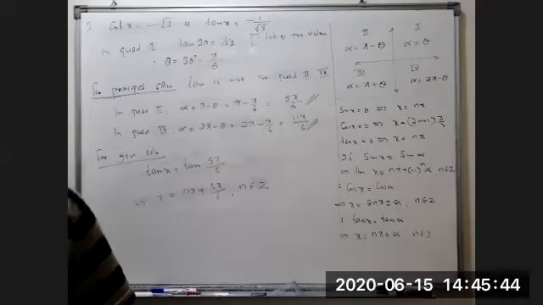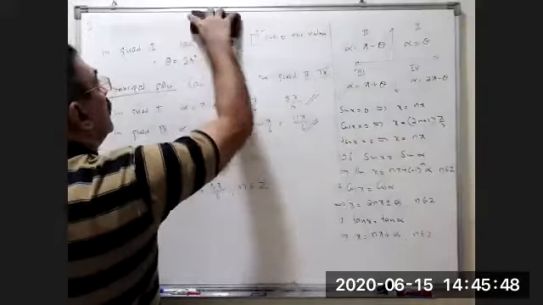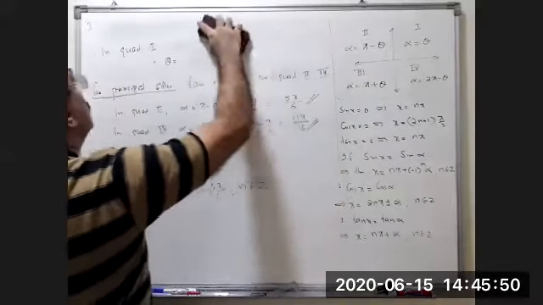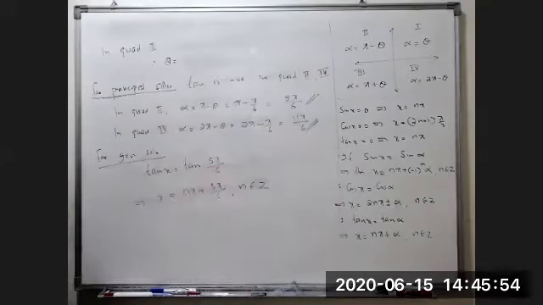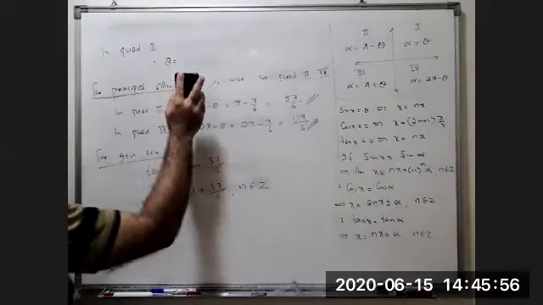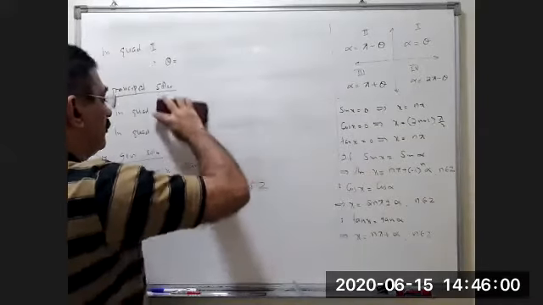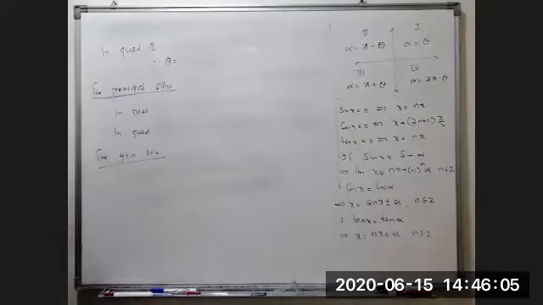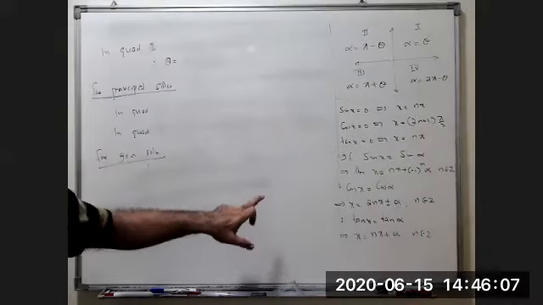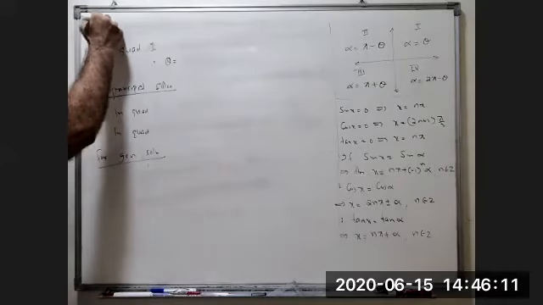Now we will do question number 4. I hope you have completed it. Question number 4: cosec x is equal to -2.